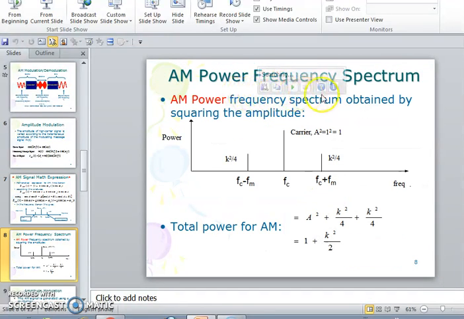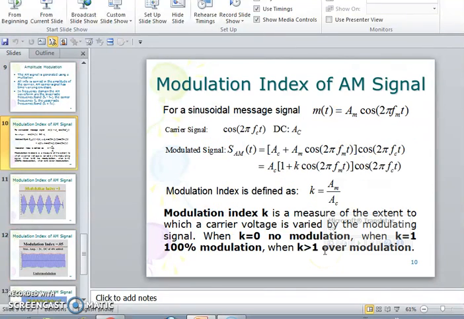Next, the AM power frequency spectrum is obtained by squaring the amplitudes. This is the total power for amplitude modulation: A square plus k square by 4 plus k square by 4, where A is equal to 1, the carrier amplitude, and this gives us k square by 2. Therefore, the total power for amplitude modulation is 1 plus k square by 2.